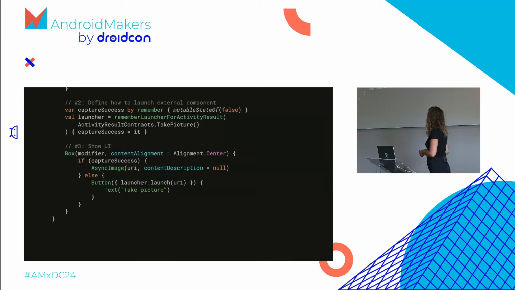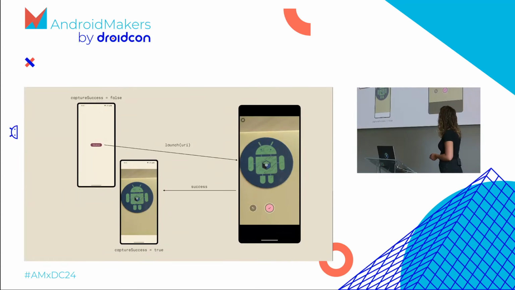So we create a box, and if the capture was a success, we show the image. We already had the URI. In this case, I'm using a null content description because I wouldn't know how to actually describe what's shown on this image. And then otherwise, I am showing a button, which is a button we saw in the beginning, that when you tap it, we take that launcher that we defined in step 2 and we launch the URI. And basically, that way we're telling the system that we want to take a picture, and please return to us if that was a success, yes or no. So far, so good. Okay, this is a very basic understanding of what we just did.